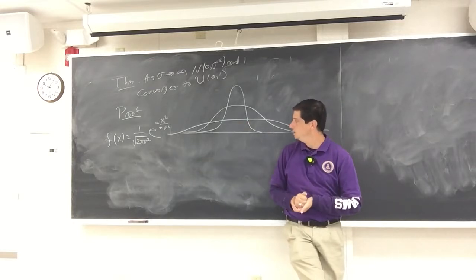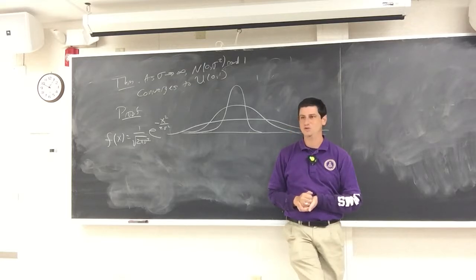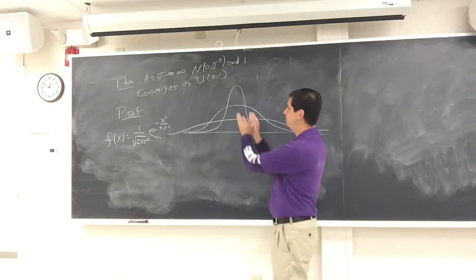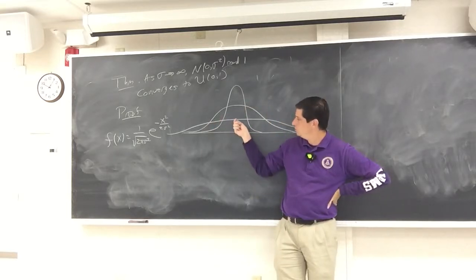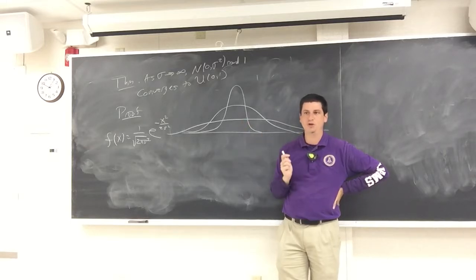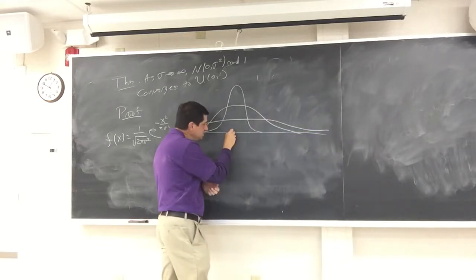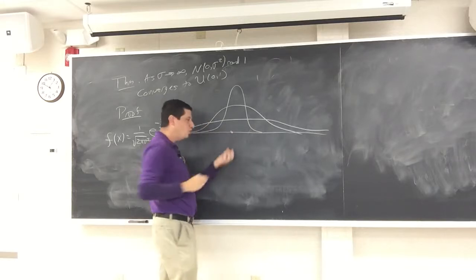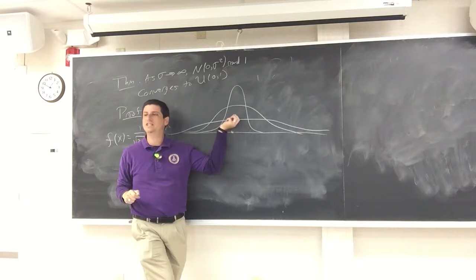So what I've drawn here is my view of what normals look like with increasing variance. And you can see as the variance gets larger and larger, the normal becomes more and more spread out. And so it's really looking like uniform on small blocks. So if you imagine that the variance is of size 10 to the 1,000, those little things are going to be blocks of size 1. And on blocks of size 1, you really can't see the variation in this.